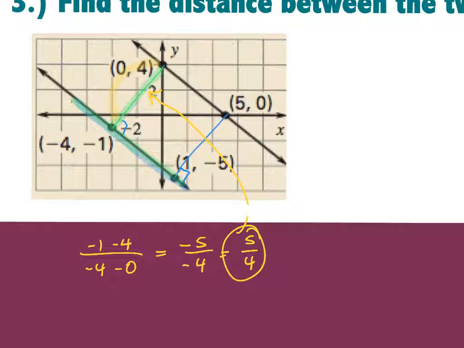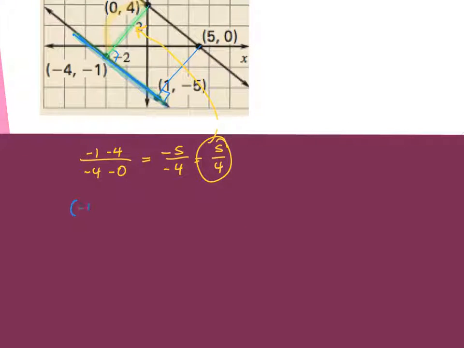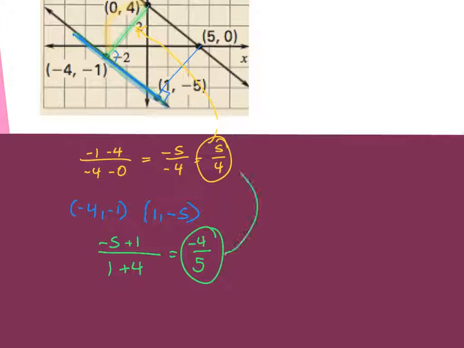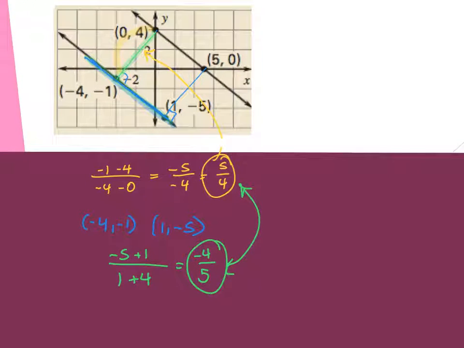And then I also want to find the slope of this line here. So I'm going to use the 4, -4, -1, and the 1, -5. So I get -5 minus a -1 or +1 over 1 minus a -4 or +4. And I get -4 over 5. Now when I'm comparing these, how do I know that they're perpendicular? Opposite reciprocal. So these are perpendicular, which means now I can find the distance between this point and this point.